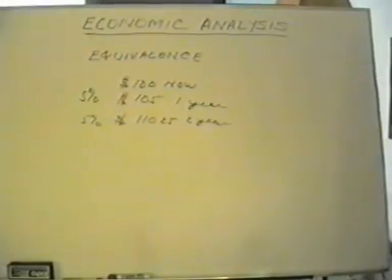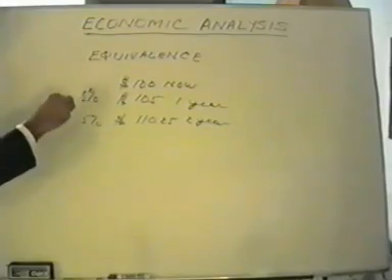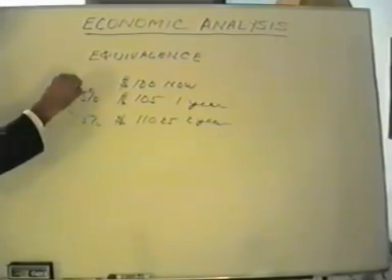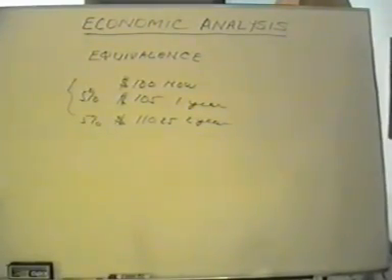Now, if these were three options that were given to you, which of these would you choose as the best option? Well, the answer is there's no best option. There's no best alternative. All three of these alternatives are said to be equivalent.